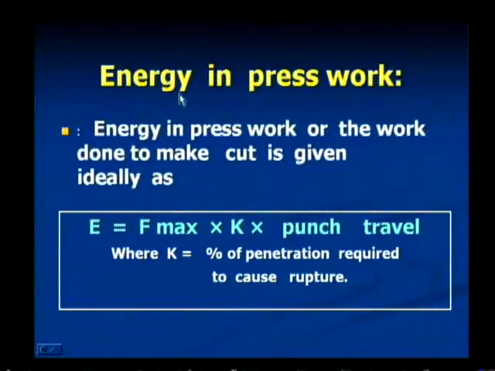Now, let us discuss the energy required in press work. Energy in press work, or the work done to make the cut, is given ideally as E equals F maximum into K into punch travel, where K is the percentage of penetration required to cause rupture. F maximum can be estimated from the earlier expression.